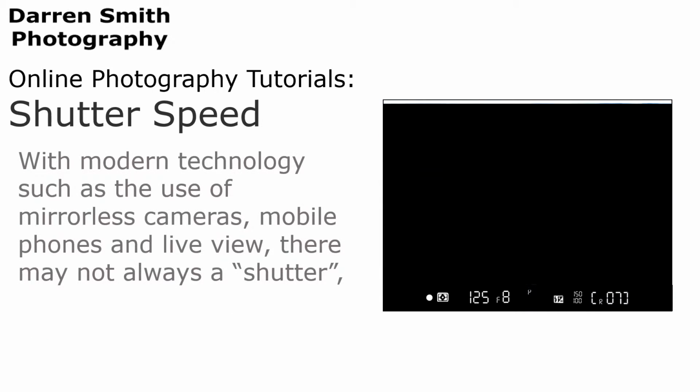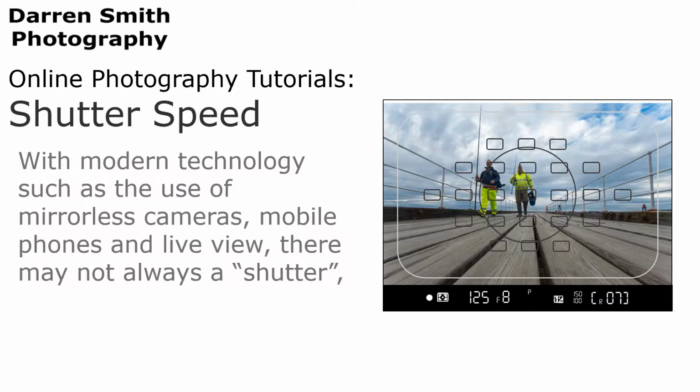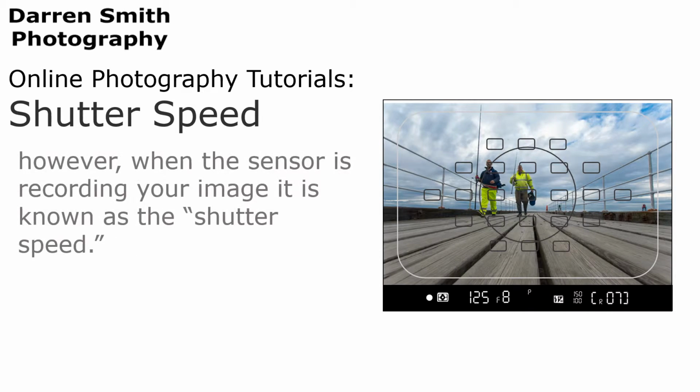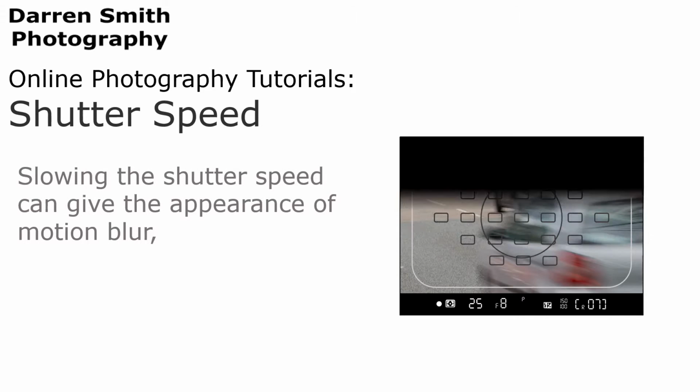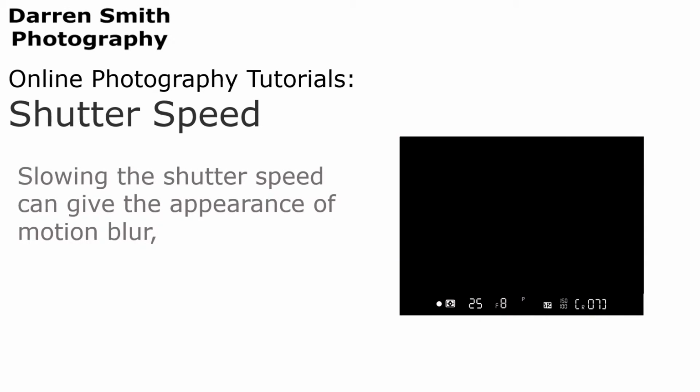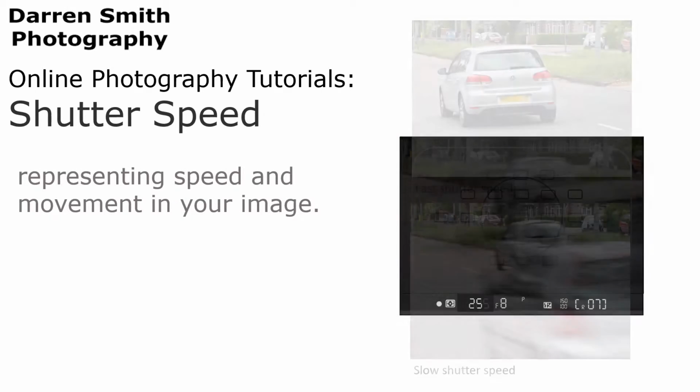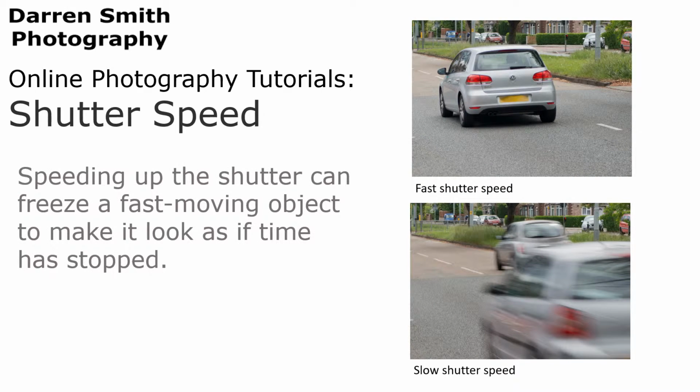With modern technology such as the use of mirrorless cameras, mobile phones and live view, there may not always be a shutter. However, when the sensor is recording your image, it is known as the shutter speed. A shutter speed can play a major role in the creativity of your photograph and is not always about being precise. Slowing the shutter speed can give the appearance of motion blur, representing speed and movement in your image. Speeding up the shutter can freeze a fast moving object to make it look as if time has stopped.